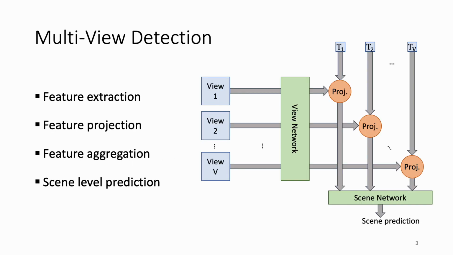So let me first introduce a typical multi-view detection model. Each view is processed independently by a feature extractor that is called view network in this diagram. Then those features are projected into a common representation with pre-computed projections, T1, T2, TV. And all those projected features are aggregated by a scene network, and the final prediction is done at the scene level.